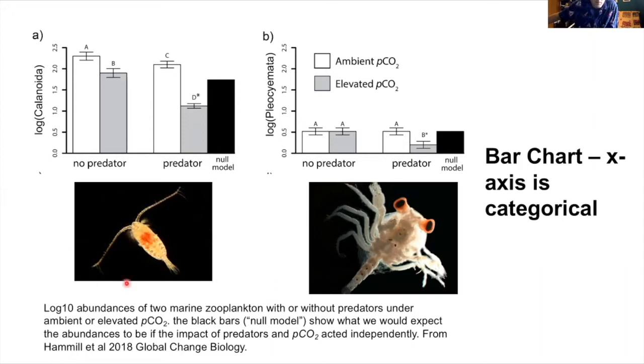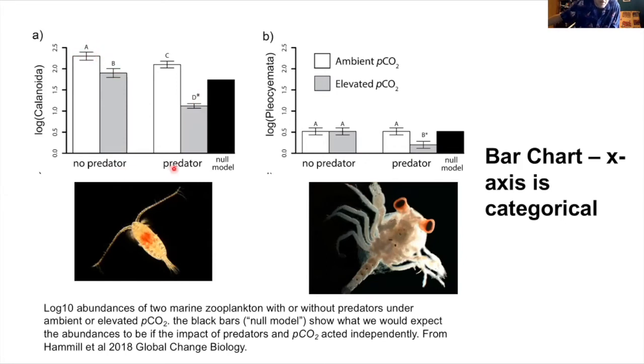First of all, we'll look for these copepods. Let's have a look at the effect of CO2. So we'll compare CO2 in the predators. So this is when we haven't got a predator and we've got ambient CO2, we get a nice big bar. When we have no predator but elevated CO2, so increased CO2 in the water, we have a reduction in the abundance of these calanoid copepods. The abundance drops from here to here.